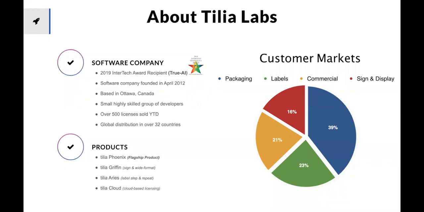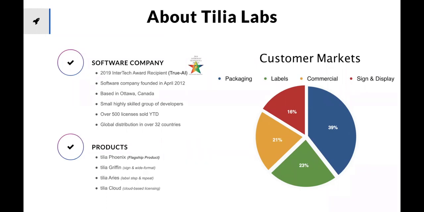So year to date, we have just over 500 licenses sold of Phoenix. So it's a very mature product, and we grew very fast over the last 7-8 years. And we have global distribution in over 32 countries, thanks to our excellent distribution and reseller arm. I know a lot of you are on the call today, so really appreciate your support. And I just checked right before we jumped on, and we had I think 23 countries on this webinar. So it's pretty crazy to see everyone tuning in. So thanks for your time.